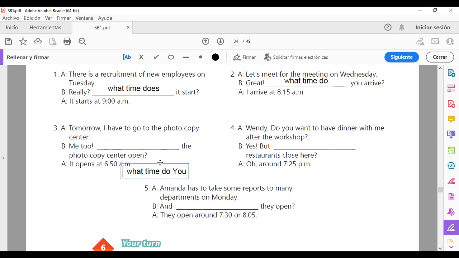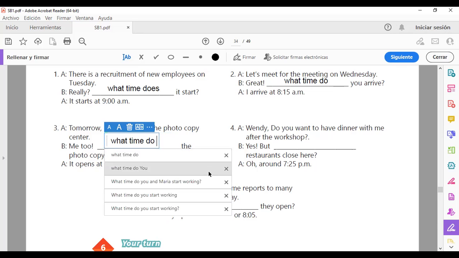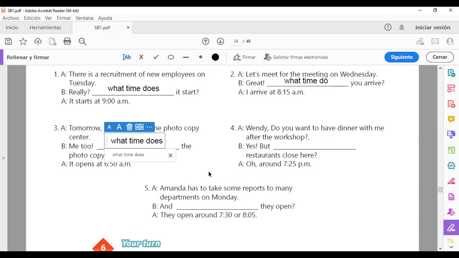What time do or does... What time does the photocopy center open? Okay, so here is the answer, right? What time does the photocopy center open? It opens at 6:50.